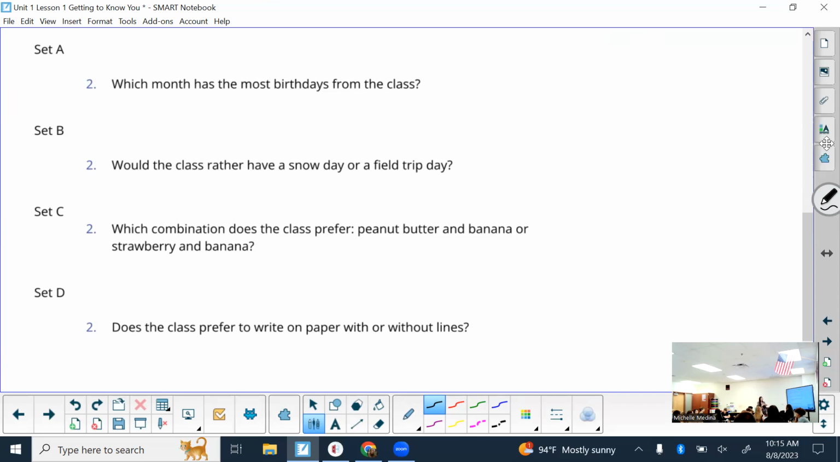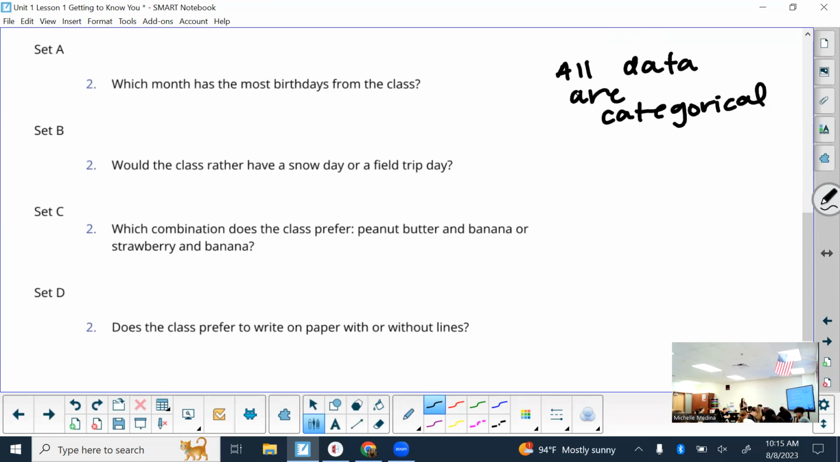They have categorical responses. All responses are categorical. Even if you only had a choice between with or without lines, that's still 2 categories, right? With lines or without lines. So that's categorical data. That makes sense? That's what I'm asking for when I'm asking what the common thing can all be.